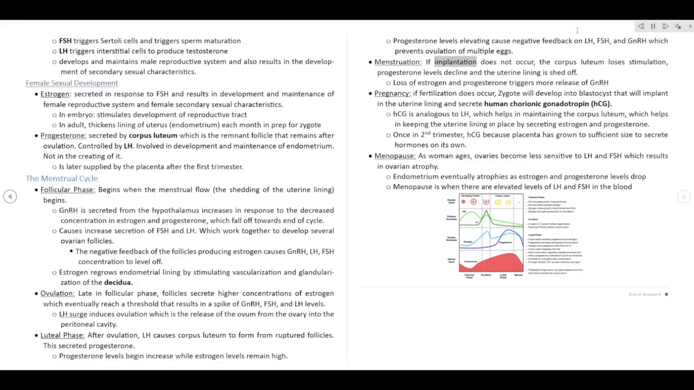Menstruation: if implantation does not occur, the corpus luteum loses stimulation, progesterone levels decline, and the uterine lining is shed off. Loss of estrogen and progesterone triggers more release of GnRH.